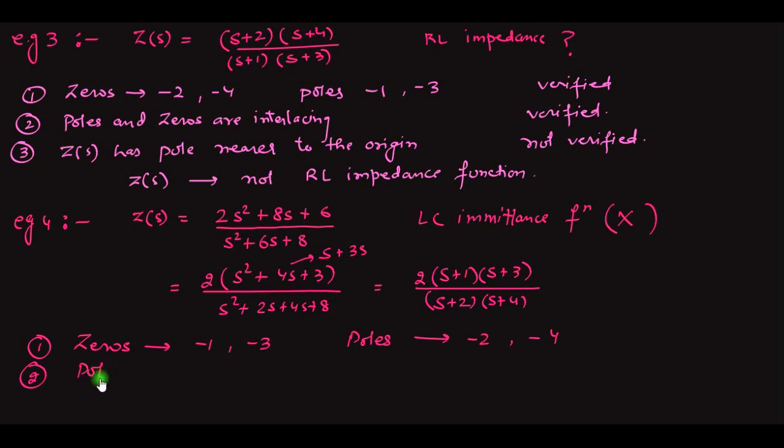So they are verifying condition number 2, that is, poles and zeros are interlacing. Condition 2, or property 2, is verified. Condition 1 is also verified.